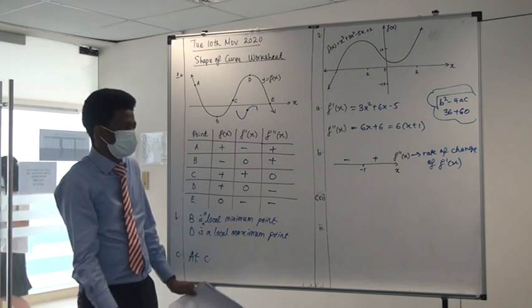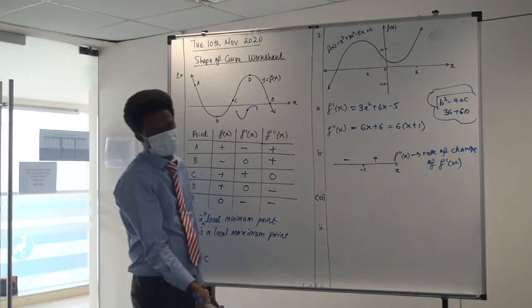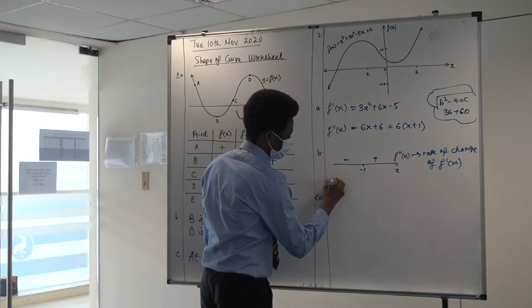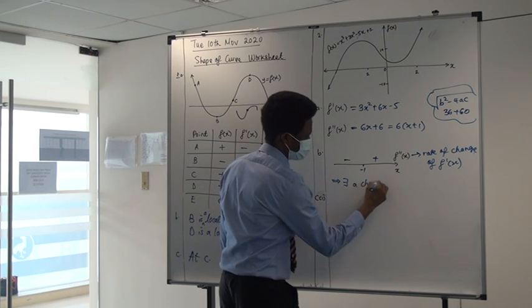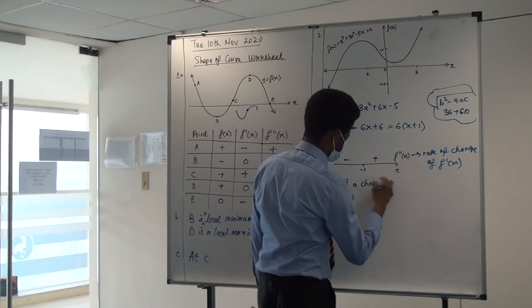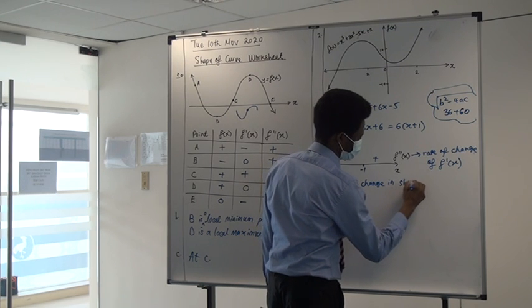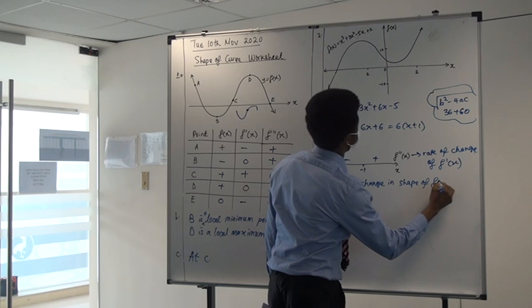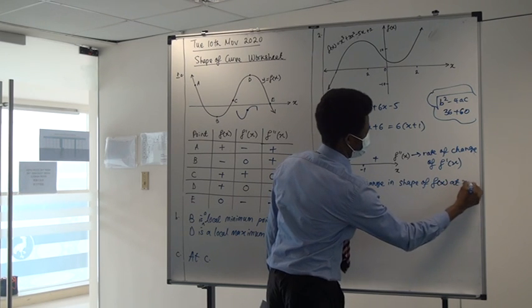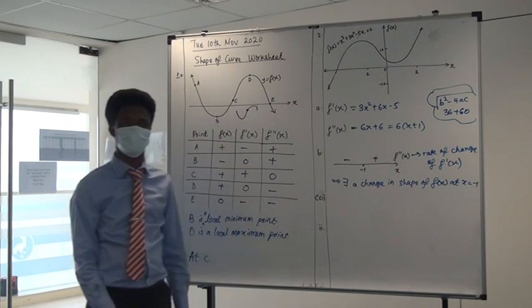The question just says to draw the sign diagram. It doesn't say any other thing. So additional information is that this implies that there exists a change in the shape of the curve f of x at x equals negative 1. Clearly, that is the meaning.